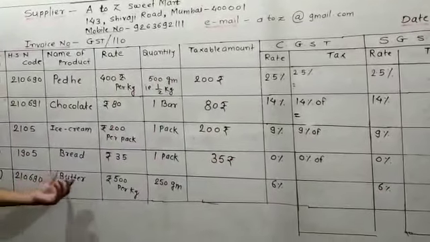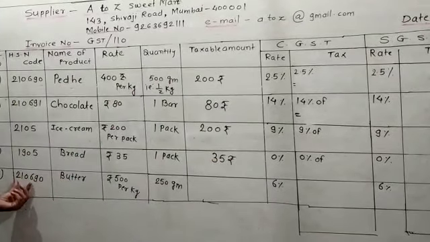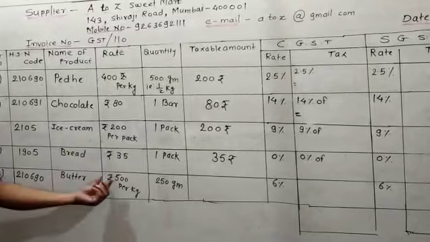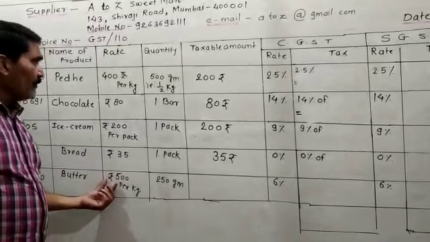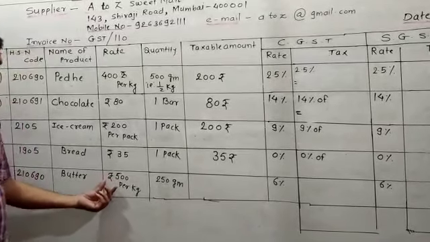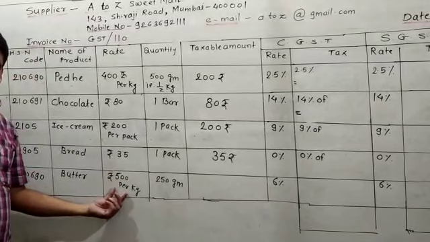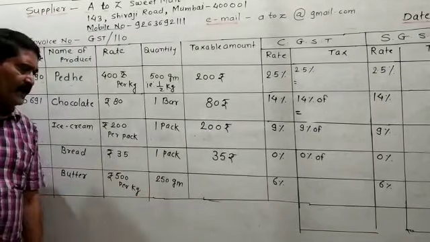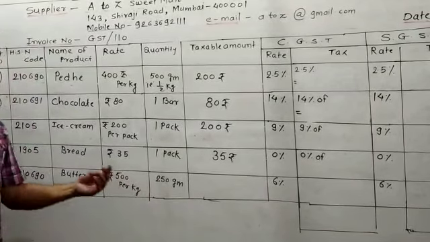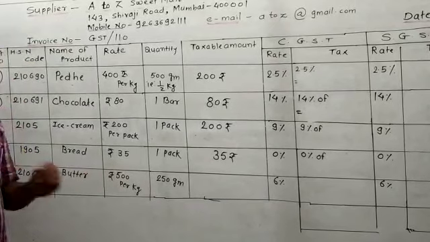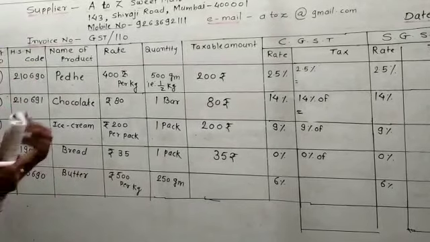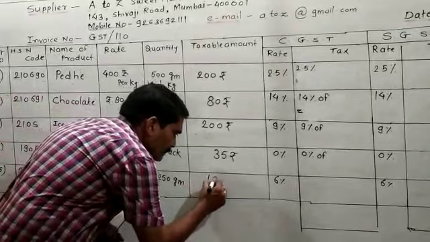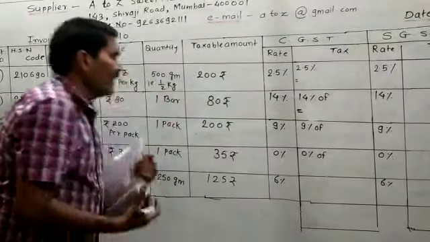After that he purchased butter. The HSN code is 210690. The rate of the butter is 500 rupees per kg. He purchased 250 grams, so you have to divide 500 into 4 parts. One part costs 125 rupees. This is the taxable amount.